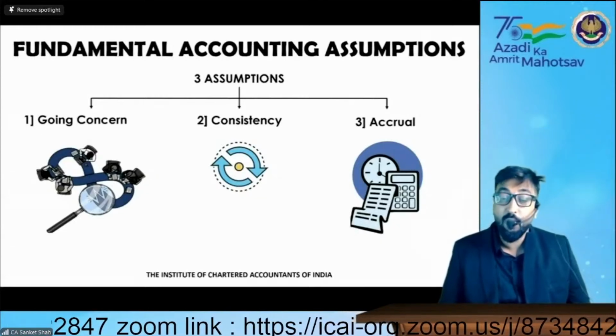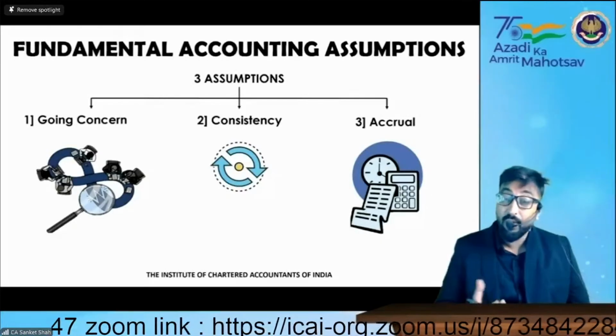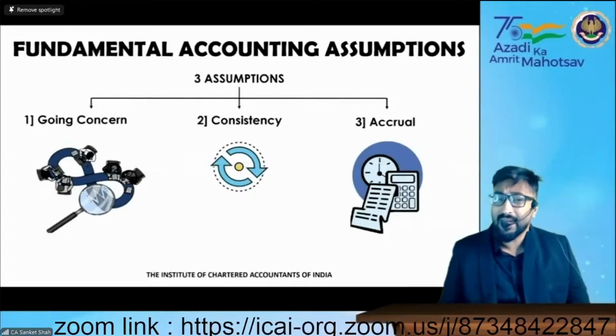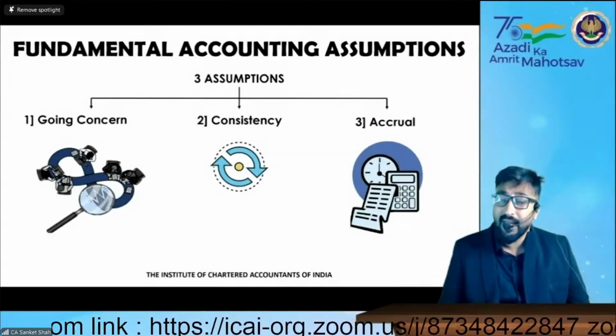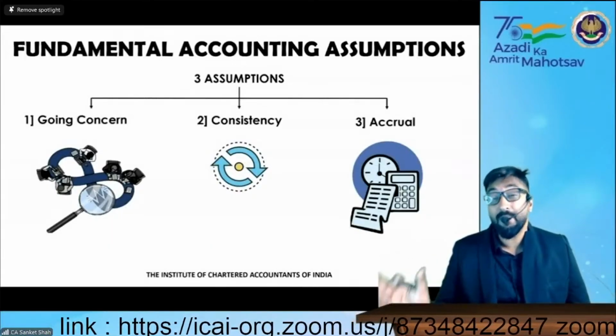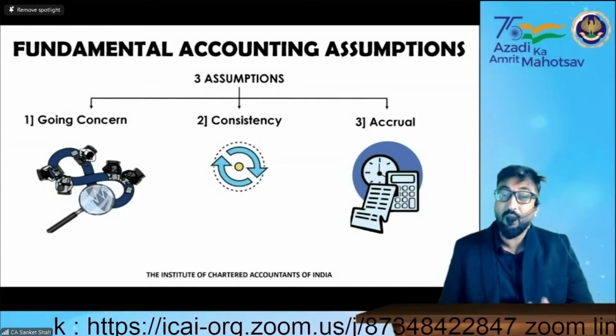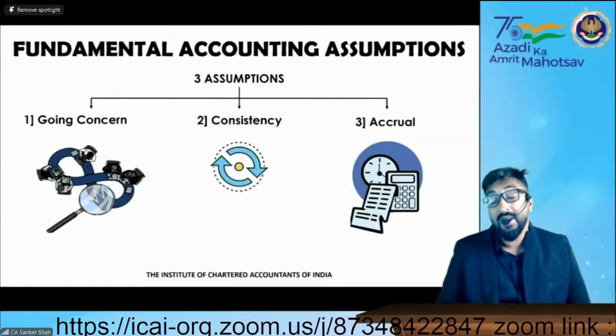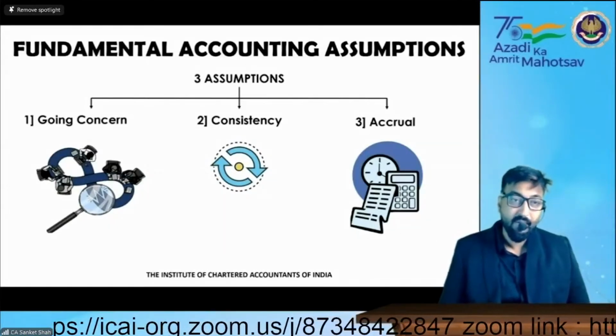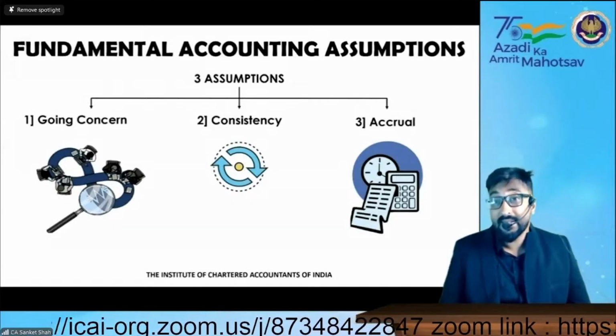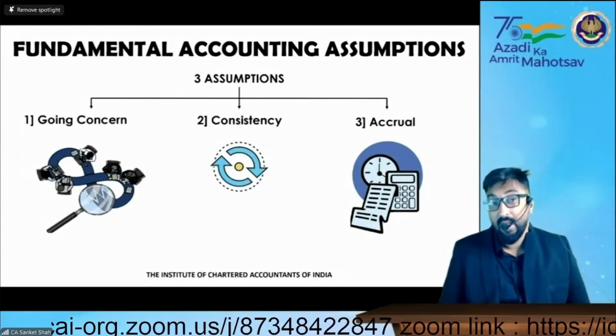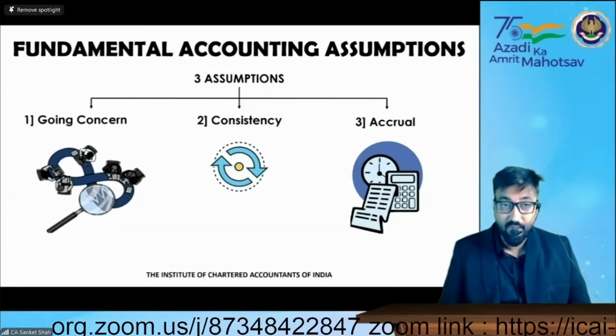If I want to record only cash transactions, we have a separate standard, that is accounting standard 3. We are going to take it as a separate chapter, so I'm not going to explain it over here. So going concern, consistency, and accrual are the 3 fundamental assumptions.